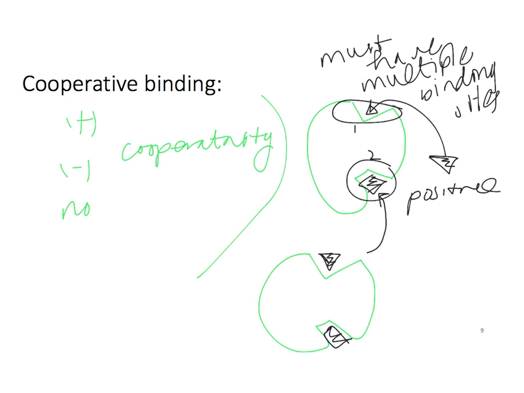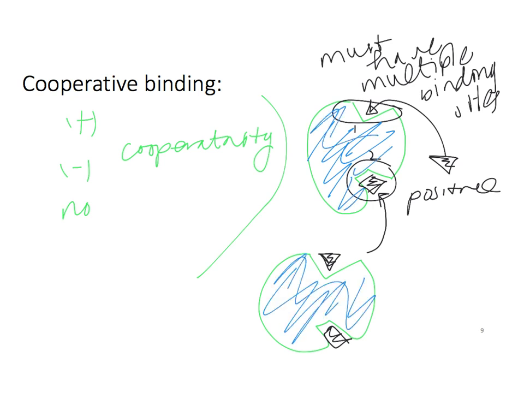The reason I've drawn it like this is to show you that a single subunit can have cooperativity as long as it has multiple binding sites. Myoglobin only has one binding site. There's my heme, my oxygen can go here. Myoglobin only has one binding site, so it can't have cooperativity at all, and therefore its oxygen binding curve is hyperbolic.